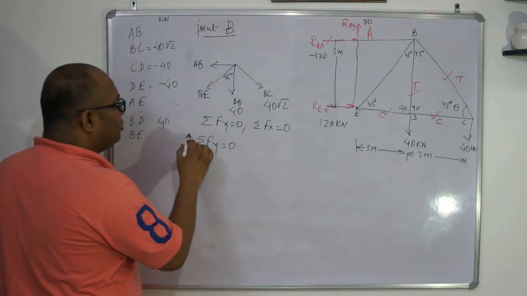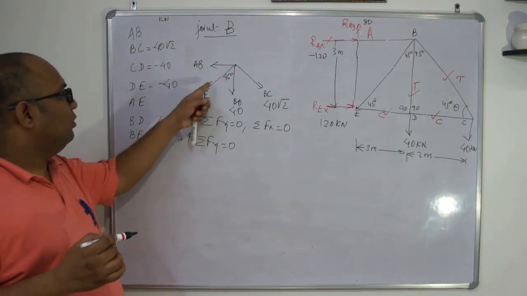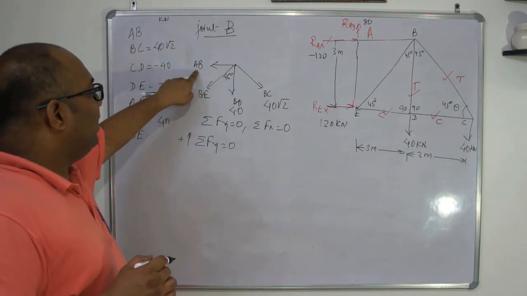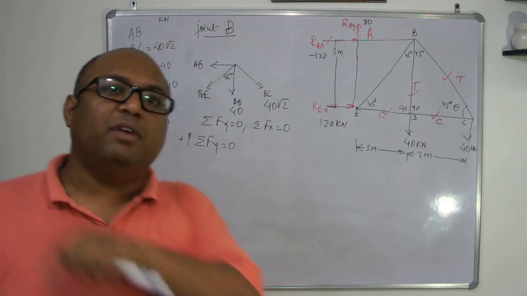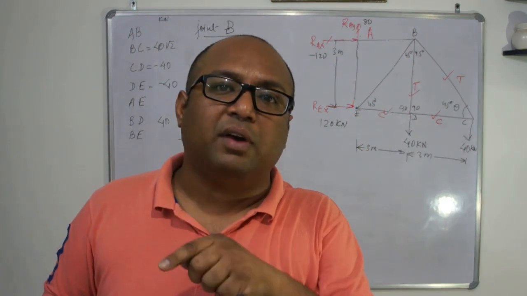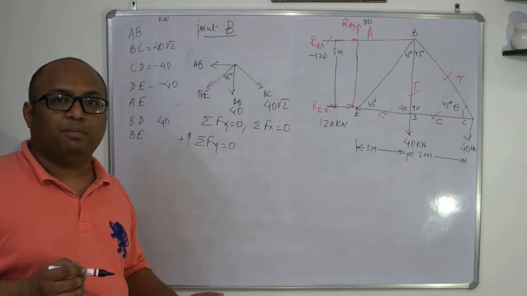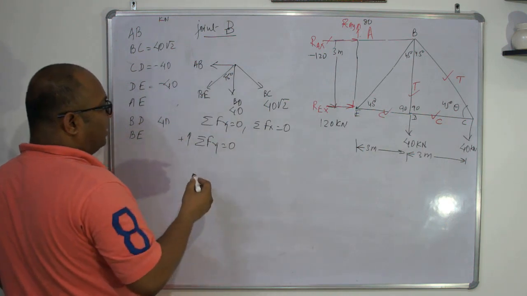What is the reason for choosing summation Fy equals to 0? Because if you go for summation Fy equals to 0 first, you will not have any component of AB in the vertical direction. And because you don't have any component of AB in the vertical direction, you will get a single equation with a single unknown. So that will make our job somewhat simpler.